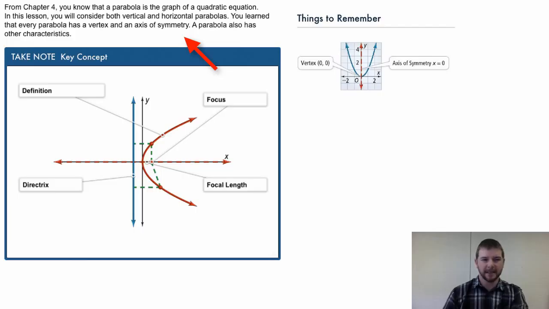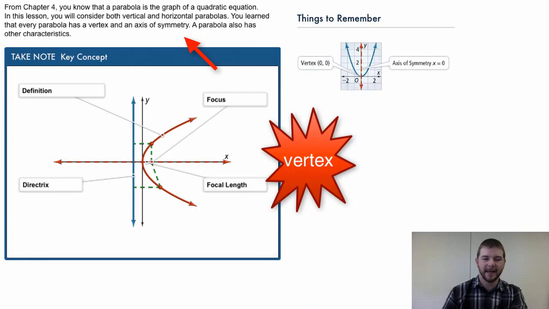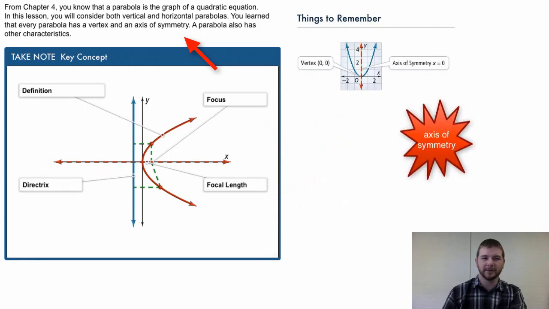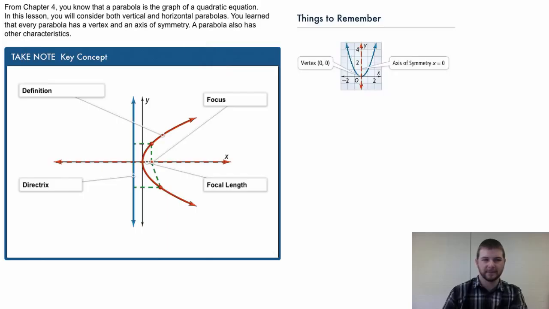In this lesson, you will consider both vertical and horizontal parabolas. You learned that every parabola has a vertex and an axis of symmetry. A parabola also has other characteristics. Take note of the information at the right. This was a peek from Chapter 4 to remind you of the concepts of vertex and axis of symmetry. Take a moment to review and take note of this key concept.